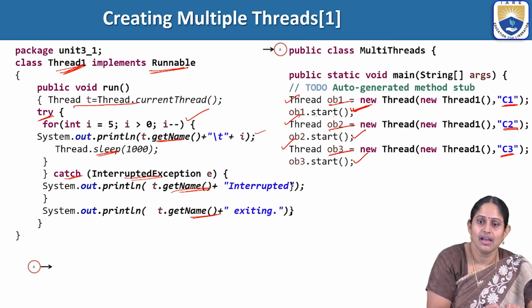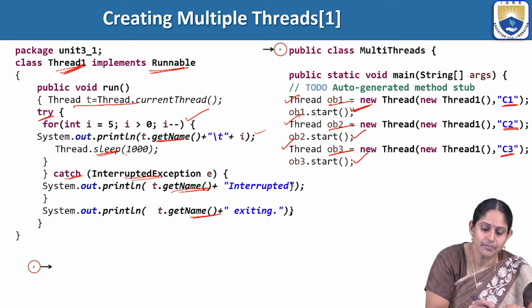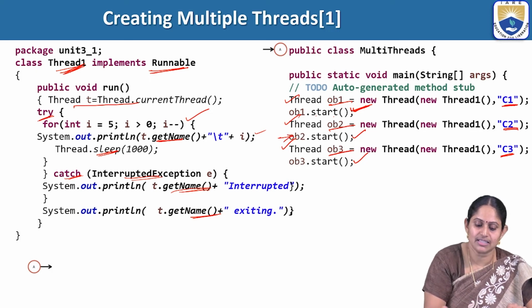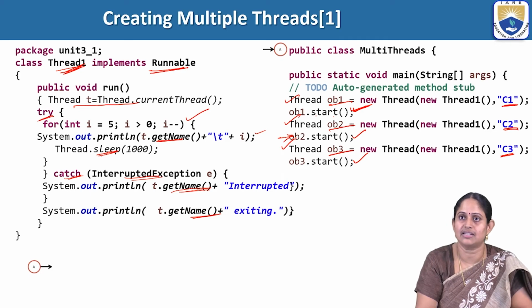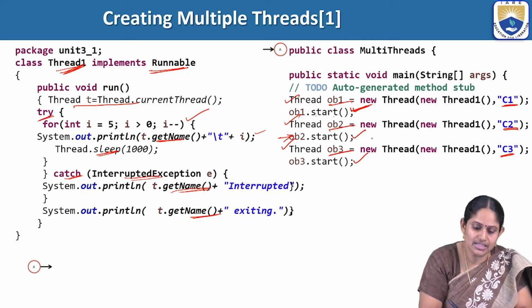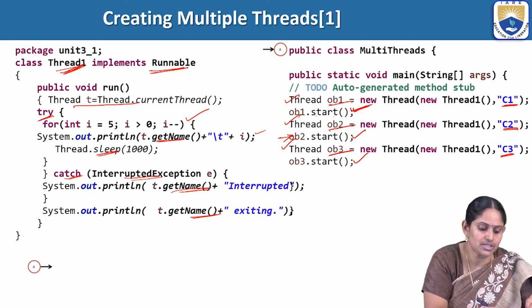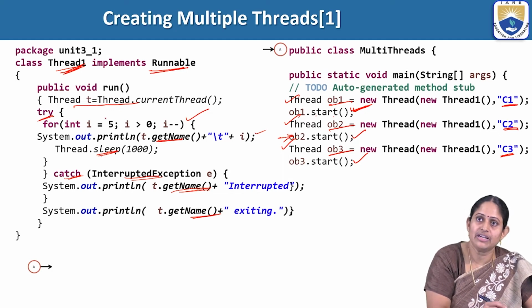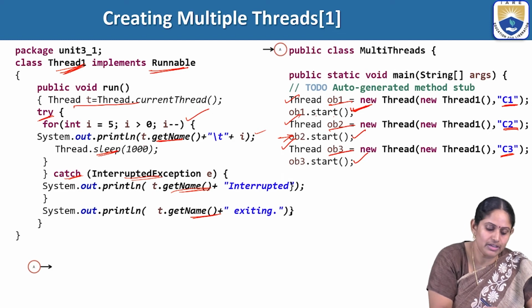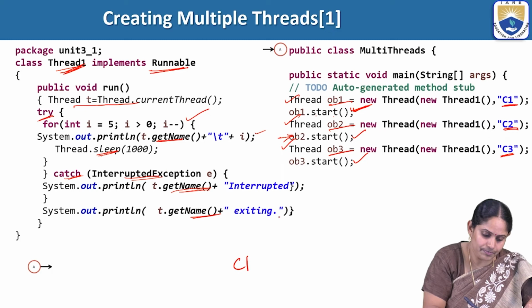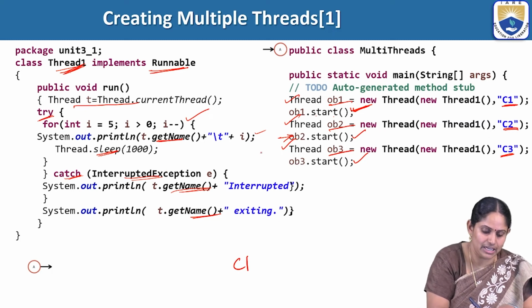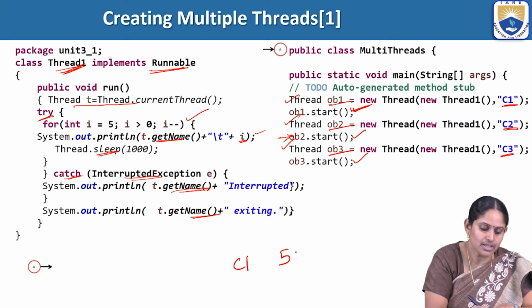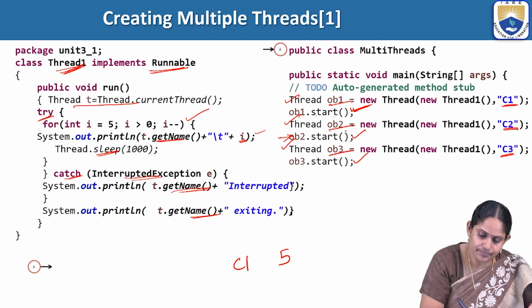What will happen? Once this is sleeping, by that time the second thread is started. Once this thread is started, it will again go into this run method, and it will take its own name. So what will we get? In the first case, it will be for C1, C1 will be displayed, and the i value was 5. Then in the second case, you are calling the start method, right?